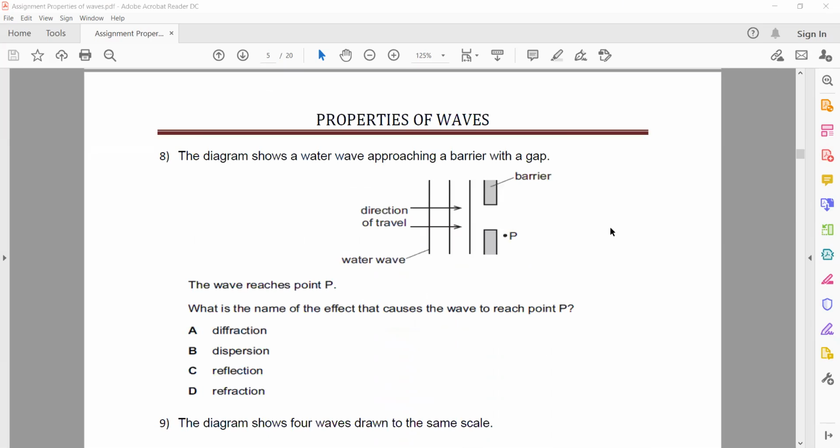Question 8. What is the name of the effect that caused the wave to reach point P? So that's called diffraction.